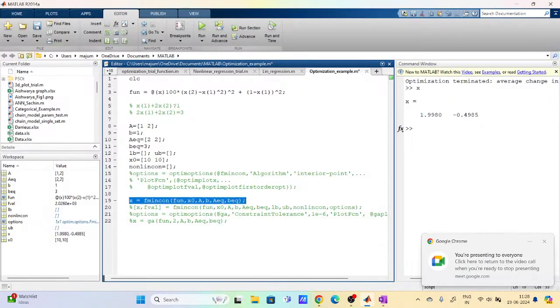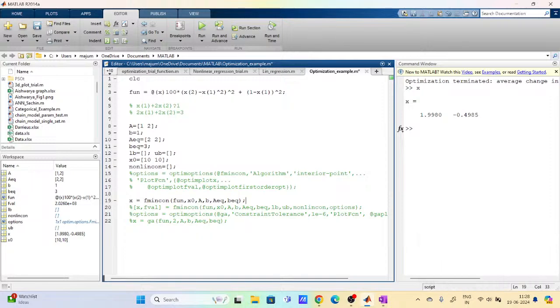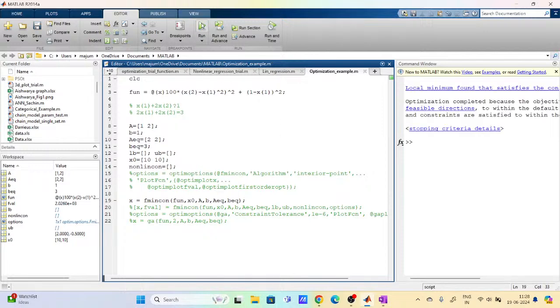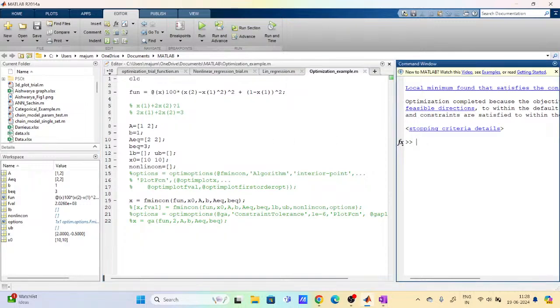This is the code: x equal to fmincon. We are using the fmincon function; there are other functions also. This is the code for this function: the objective function, x0, capital A, B, Aeq, Beq. You need to write exactly in the same sequence, do not write any other sequence. Now run it. I need to print the x values, so this is the x value.